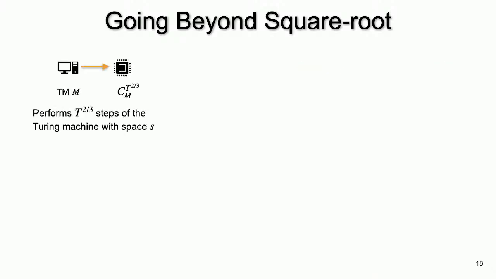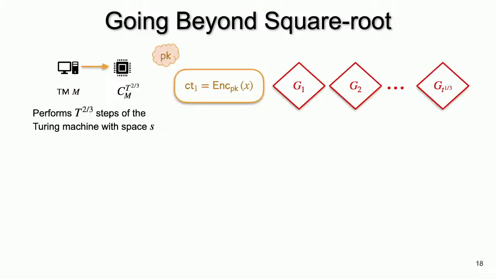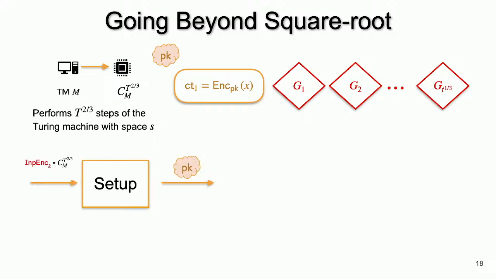Back to what Brent was mentioning, here's the 2/3 version. Imagine the circuit performs 2/3 steps. Now you're going to have t to the 1/3 garbled circuits. This LFE operation takes time t to the 2/3 times s times poly lambda. It takes space s times poly lambda. This is good for us.